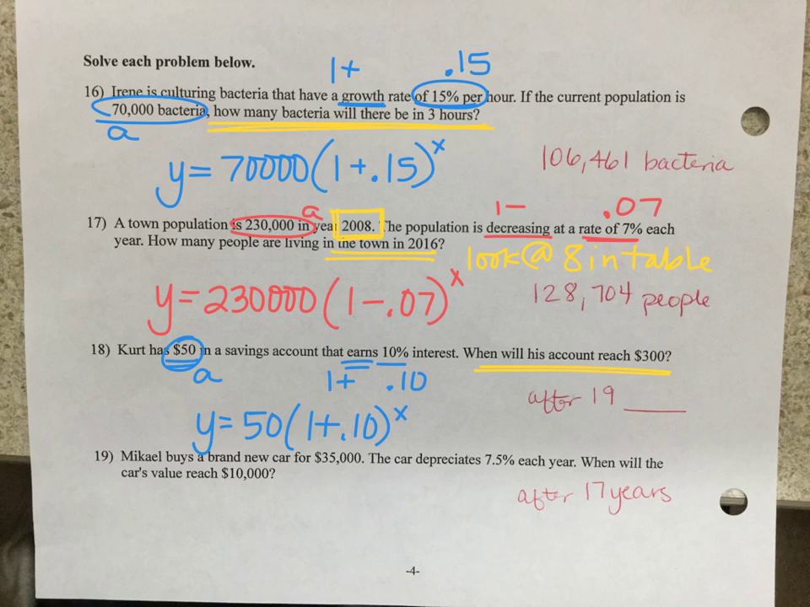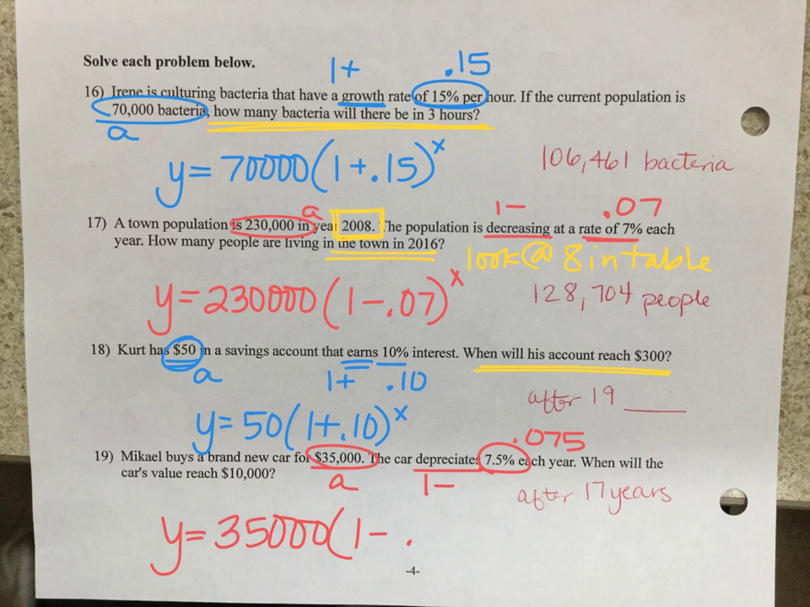Last one, Mikkel is buying a car, so we've got A. It's depreciating, so that's 1 minus. Percentage, move it 2 decimal places, that's 0.075. All right, so I have enough to write my equation now. Y equals 35,000, 1 minus 0.075 to the x power, and then we'll just use our table one last time to answer, when will it reach 10,000?